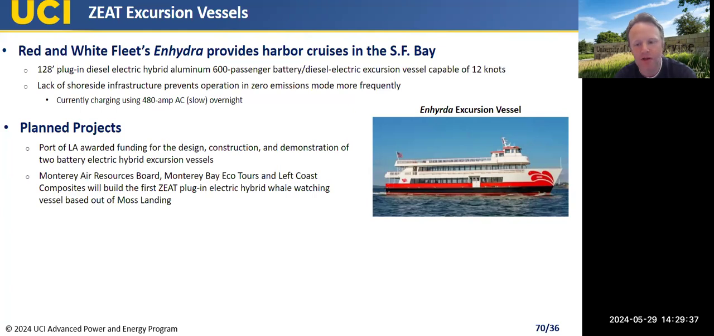One example of a ZEAT vessel in California is the Enhydra, which has actually been in operation for several years. It's a very cool vessel, but it doesn't have optimal shoreside infrastructure to support its operation. So it's not maximizing its zero emission capabilities, right? So another good example of how important infrastructure is when you're designing these vessels.